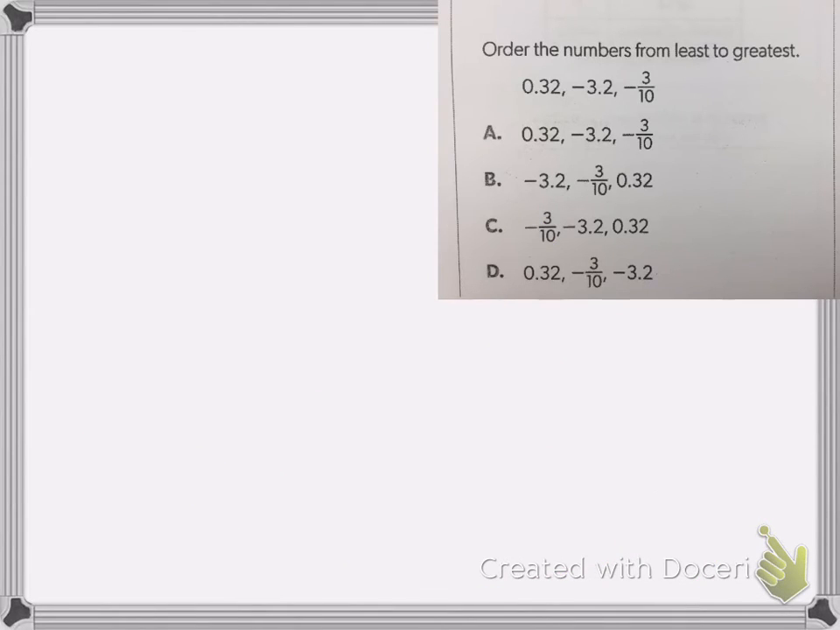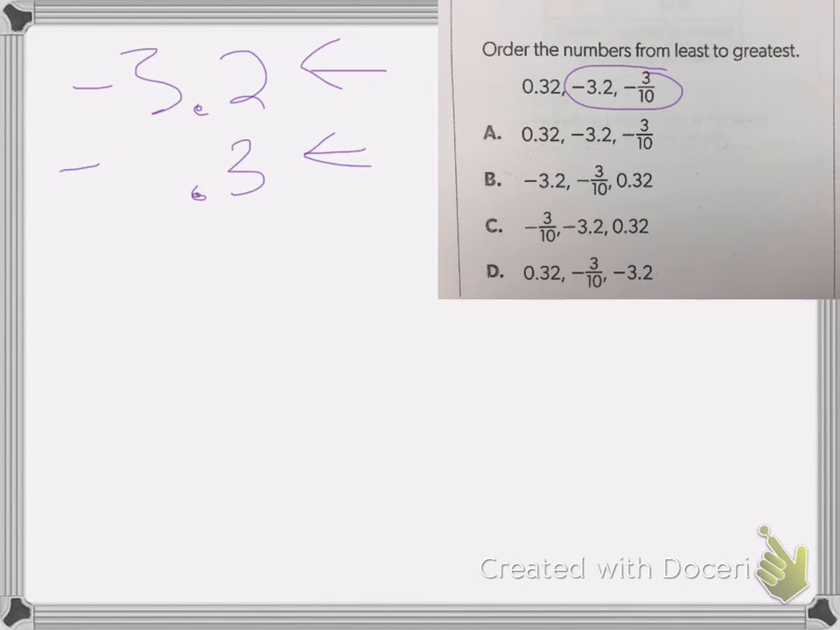Order the numbers from least to greatest. Well, remember, negatives, you have to think backwards. So this is negative 3.2. And then 3/10 is 0.3, or negative 3/10. What I like to do is order my negatives, then my positives separately. So which one's bigger, negative 3.2 or negative 0.3?